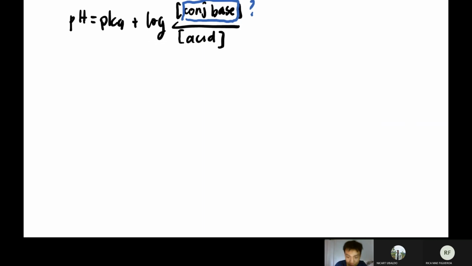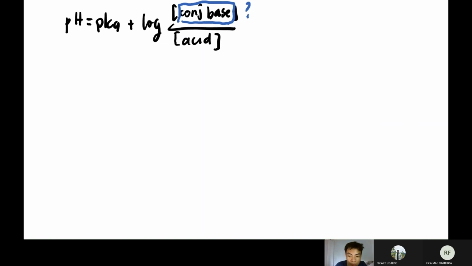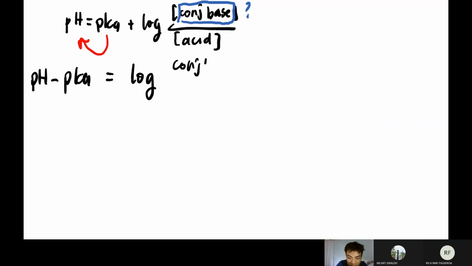How? Okay. So, paano yan? Yung pKa, ilipat mo muna. So, I will move my pKa to the other side of the equation. So, subtract ko lang yan. So, that will be pH minus pKa. That will be equal to the log of the conjugate base over the acid. Okay? Then what's next? Mapansin nyo, yung conjugate base, nasa loob siya ng log.